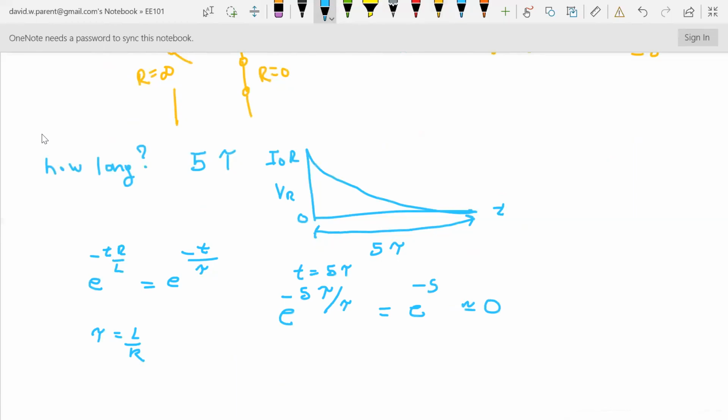So on the skill audit, on the 101, it'll really want this number times t, where tau is the inverse. But in a job interview, if they ask how long it's going to take to get to 0, well, effectively 5 tau, but tau is the inverse of that. All right, because R over L would be like a frequency times a time, which would cancel the units.